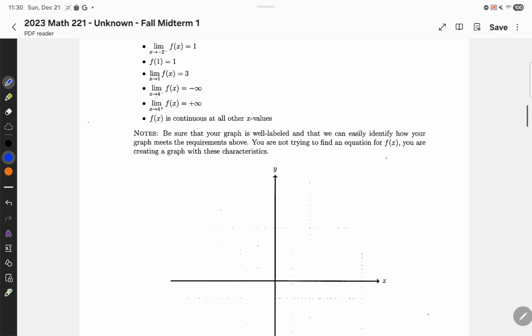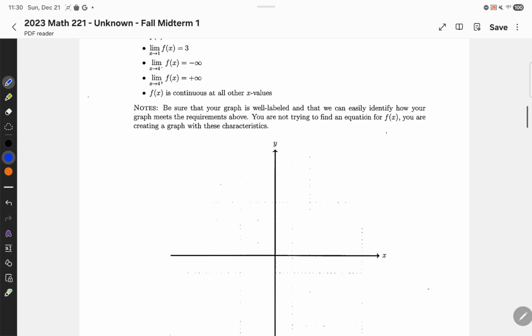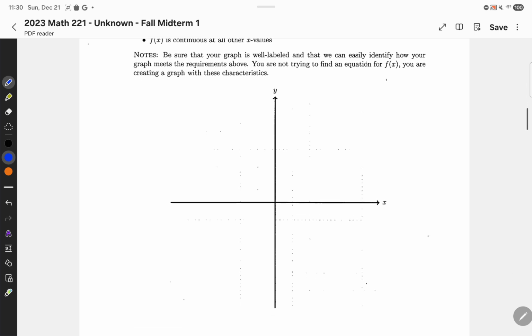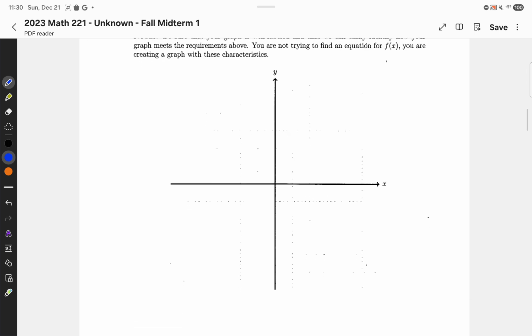And then as x approaches 4 from the negative side, we go to minus infinity. And as x approaches 4 from the positive side, we go to positive infinity. And then f of x is continuous at all other x values. So first things first, let's go ahead and put some tick marks down.